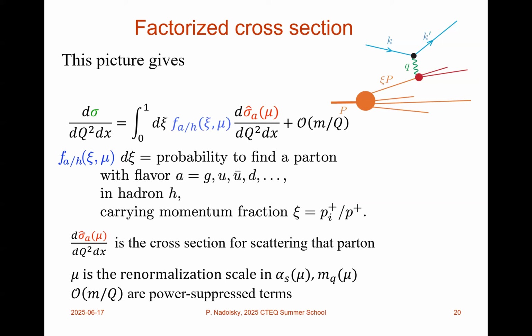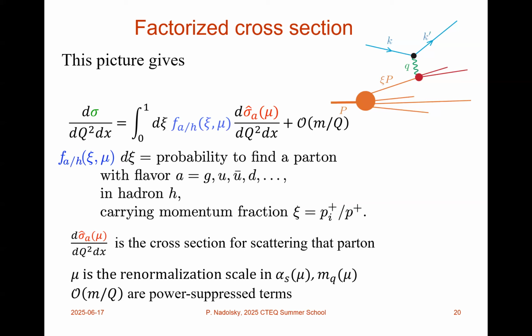And so, okay, so then F of H, C, mu times dC is really the probability to find a parton with this flavor A, which can be the gluon, it can be U bar, D, etc., in hadron H, carrying a fraction of the plus component, the large component of the proton's momentum. And C is therefore equal to the plus component of the parton, P plus A, divided by P plus.